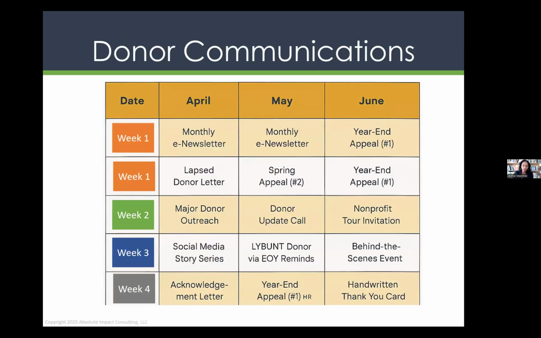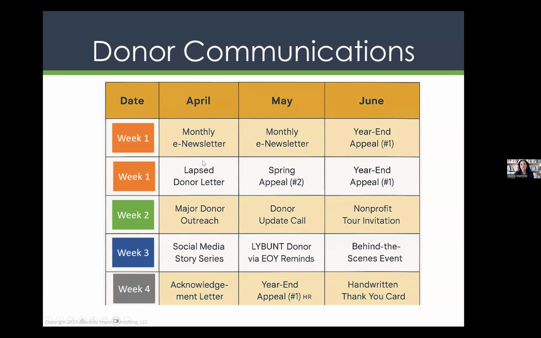I copied and pasted this PDF. Apologies, it's a little blurry. It's from a client that we worked with last year, and they just wanted a really simple, basic donor communications calendar. We're talking a team of six. This is just an excerpt from that. I think their development team had maybe two or three people.